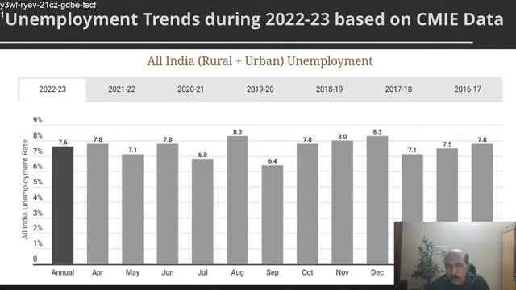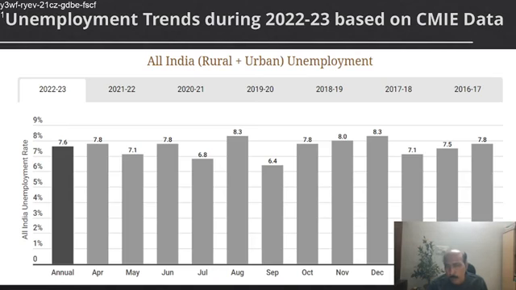But if you use the CMIE data, which is available for all the years, but we are concentrating on the current year, 22-23. In 22-23, the CMIE data, as I said in the beginning, is released monthly. And if you look at the trend in unemployment in 22-23, it remains almost stagnant, in the range of 6-8% during the year. On average, it was 7.6%, while the government is claiming it to be around 4%.